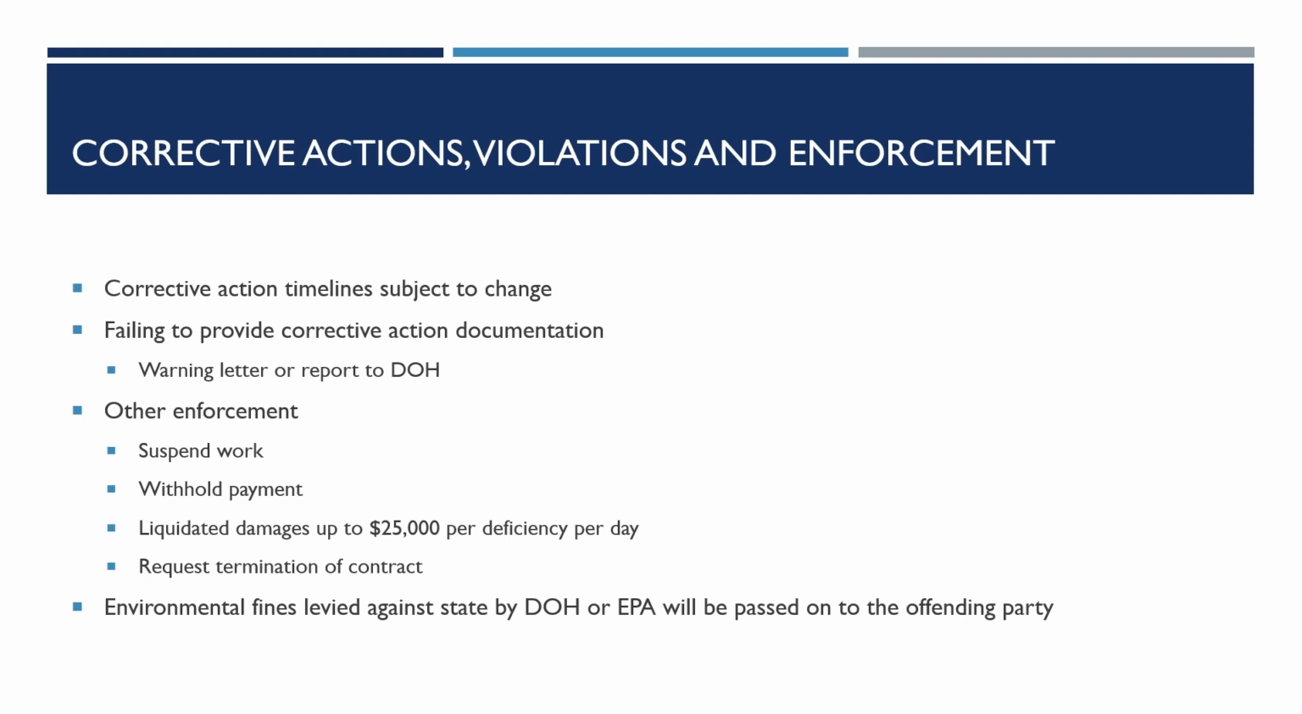conduct enforcement actions such as suspend work, withhold payment, apply liquidated damages up to $25,000 per deficiency per day, or request termination of the contract, depending on the severity of the deficiencies. Additionally, any environmental fines levied against the state by DOH or EPA will be passed on to the offending party.